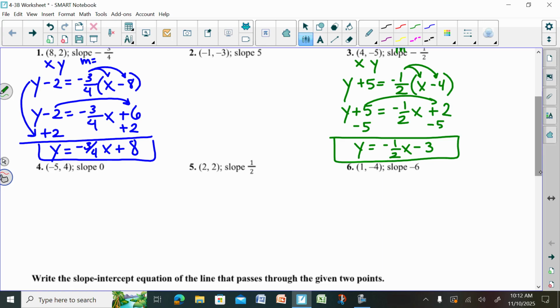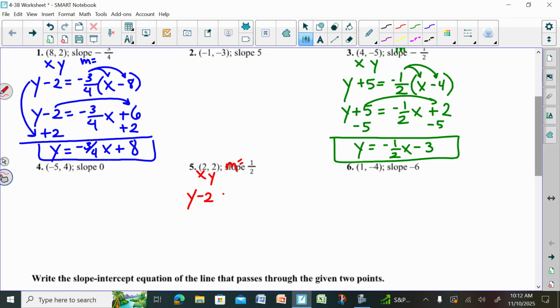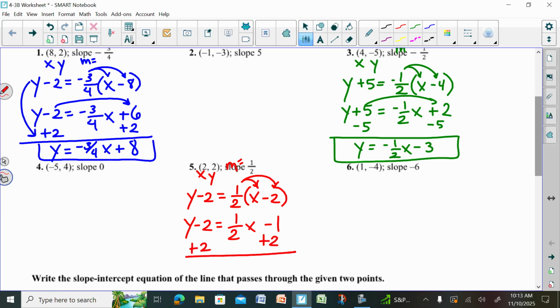Let's try number 5 here. Same concept. You just take the ordered pair. I do think it helps if you label them x and y. This time it doesn't really matter because they're the same thing. And I just like to bring in the letter m. So y minus 2 equals 1/2 times the quantity x minus 2. Distribute the 1/2 through to both terms. y minus 2 equals 1/2 x minus 1. And now I need to bring that -2 over to the -1. So I'm going to add 2 to both sides. y equals 1/2 x plus 1.